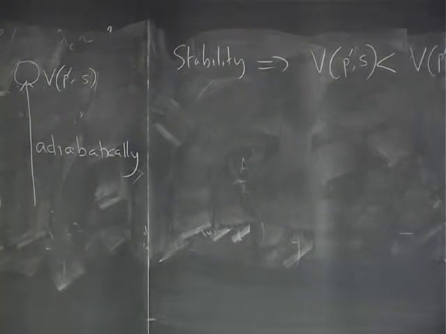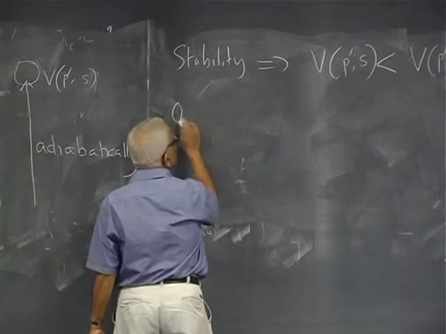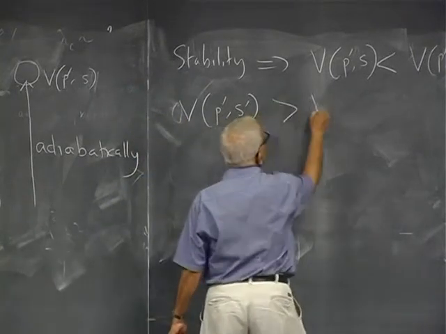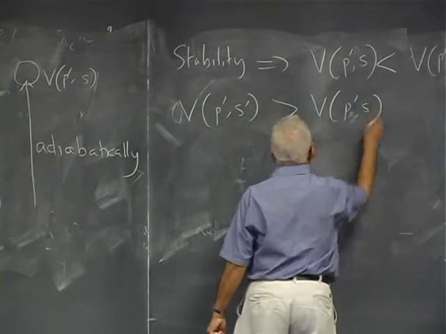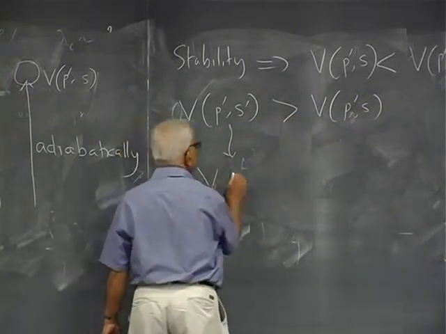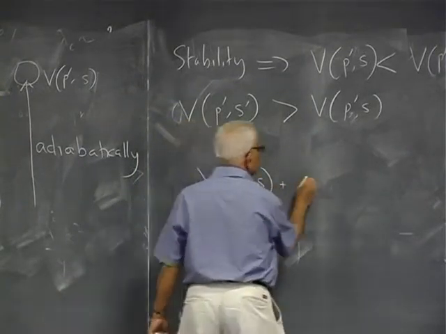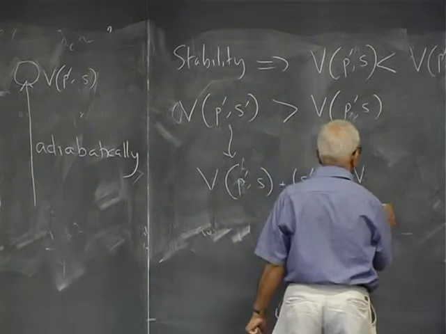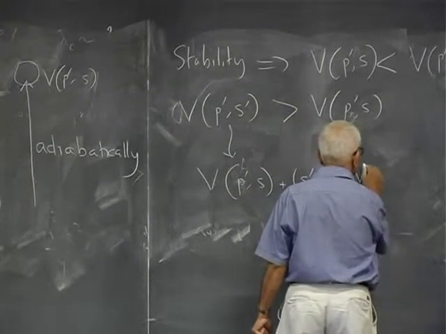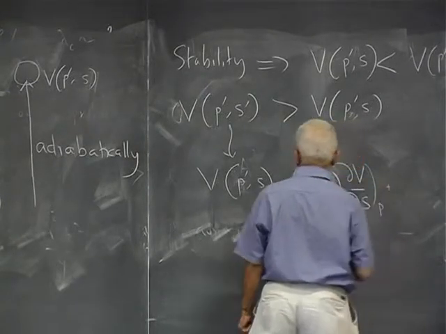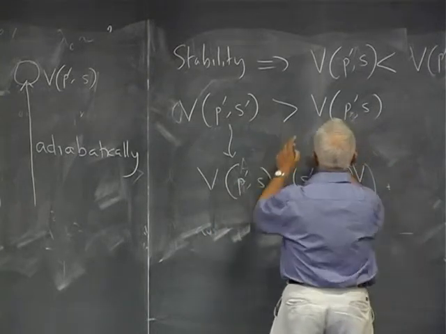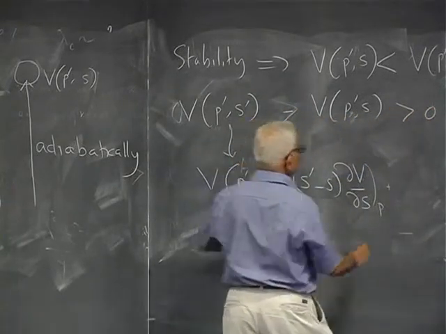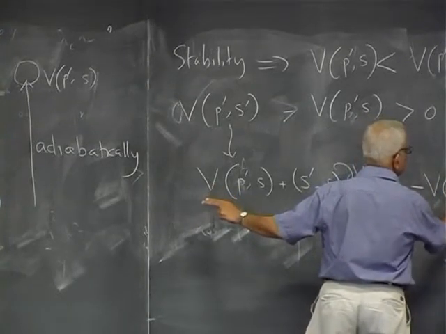So this is what I have. The stability condition is that V of P prime S prime is greater than V of P prime S, and this I'll Taylor expand as V of P prime S plus (S prime minus S) times del V del S at constant P, plus higher order terms, and so this is minus this. So this minus this has to be greater than 0. So this is minus V of P prime S greater than 0.